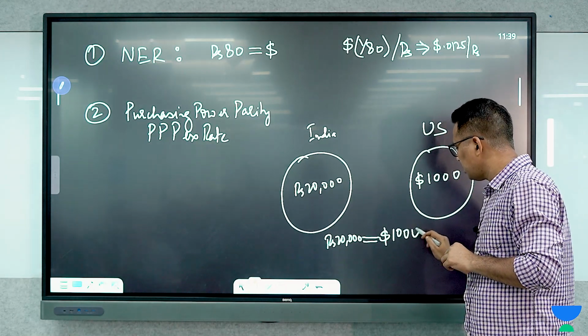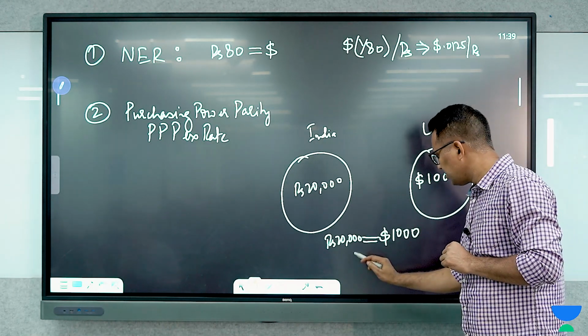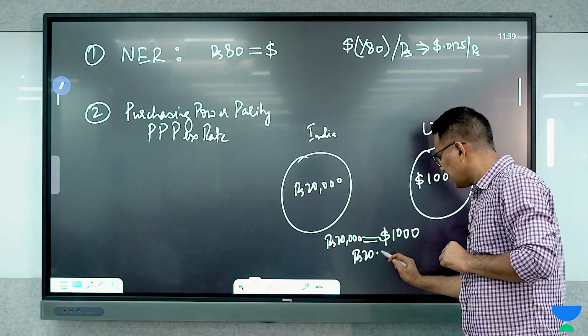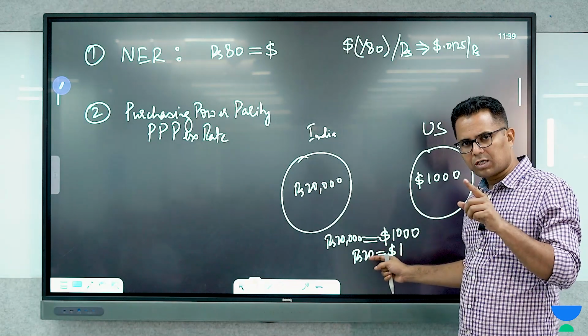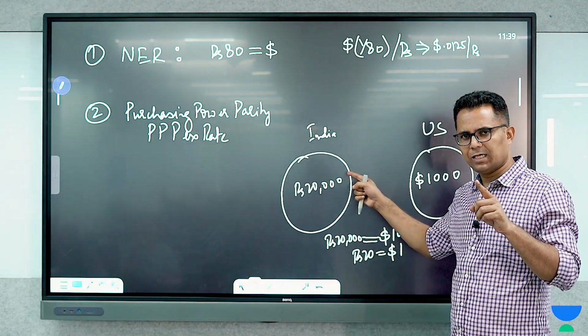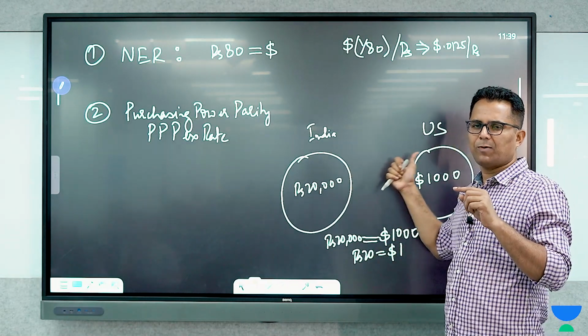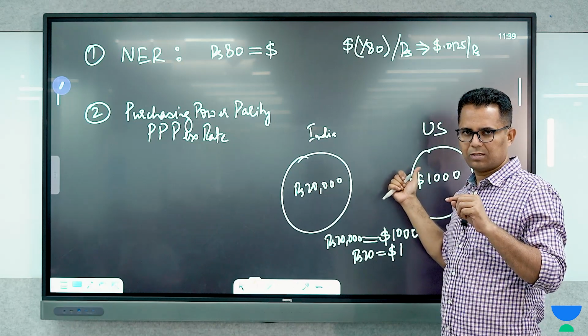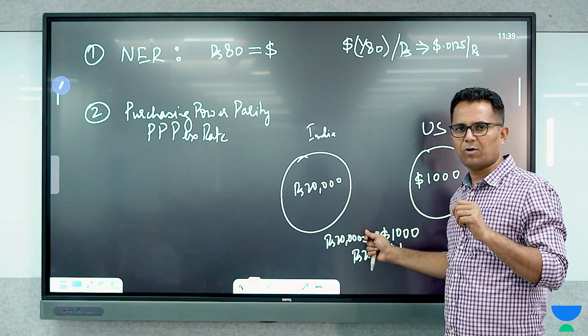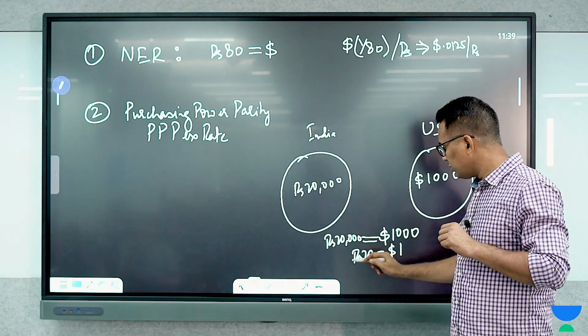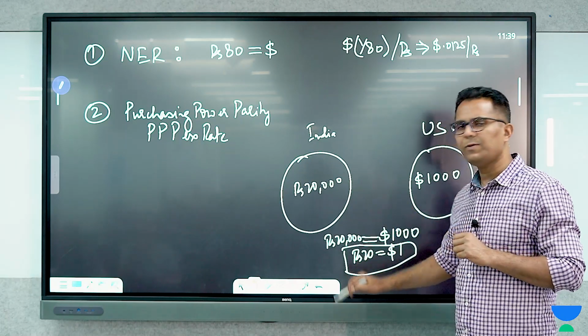That means purchasing power of rupees 20,000 in India is equal to purchasing power of $1,000 in US. That means rupees 20 is equal to $1. That means whatever rupees 20 can purchase in India, the same items can be purchased in US in $1. So purchasing power of $1 in US is equal to purchasing power of rupees 20 in India. So this becomes your PPP exchange rate.